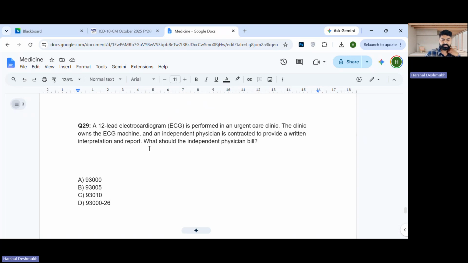A 12 lead ECG is performed in an urgent care clinic. The clinic owns the ECG machine and an independent physician is contracted to provide a written interpretation and report. What should the independent physician bill? Remember, we are coding here only for the independent physician.